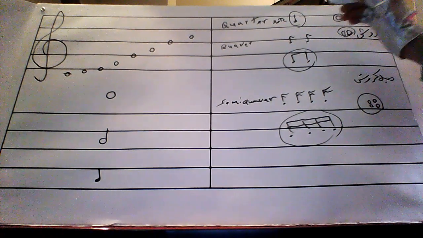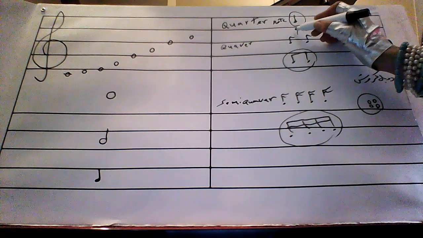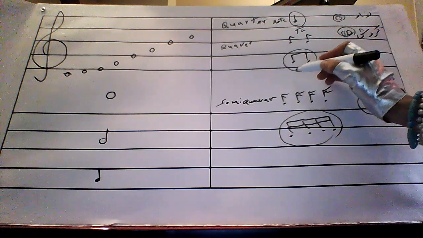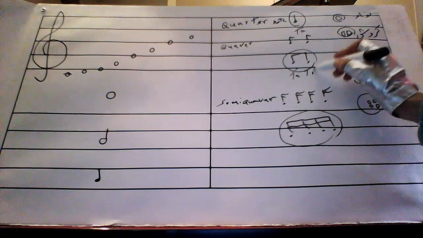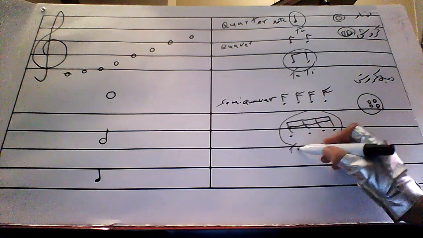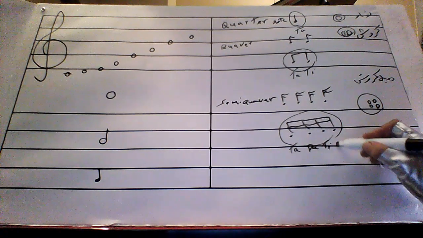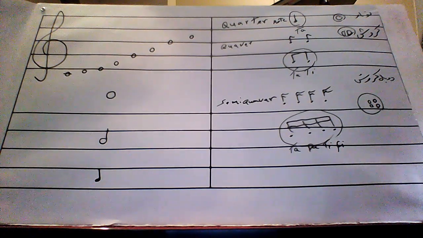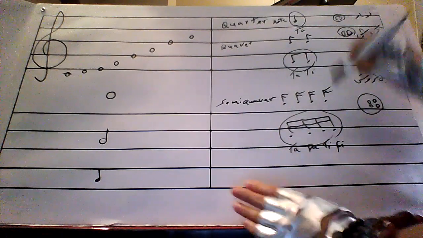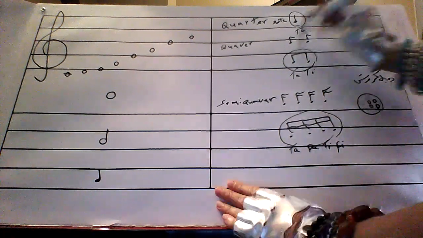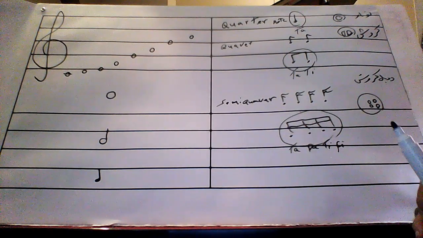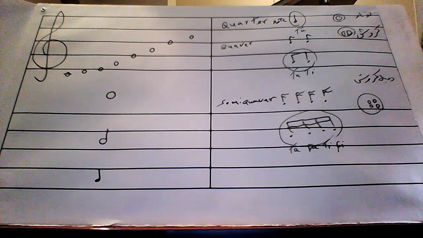Let's say it in a very simple way. We say the noir or the quarter: ta. We say the quaver or the croche: ta ti. We say the semi quavers or double croche: ta fa ti fi. Okay? Let's try it together. Ta, ta, ti, ta, fa, ti, fi. Ta, ta, ti, ta, fa, ti, fi. That's gonna make it easier for you to know the tempo.